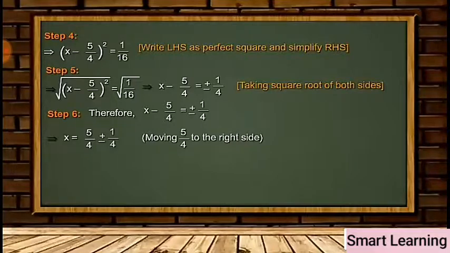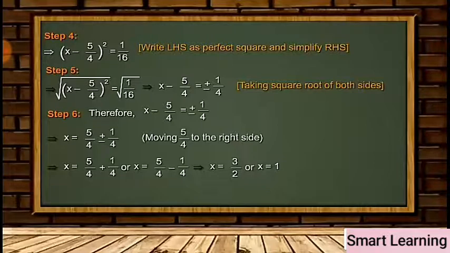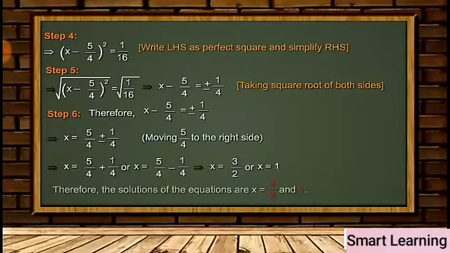Therefore, x − 5/4 = ±1/4. Moving 5/4 to the right side, we get x = 5/4 ± 1/4. This gives x = 5/4 + 1/4 or x = 5/4 − 1/4, which implies x = 3/2 or x = 1. Therefore, the solutions of the equation are x = 3/2 and 1.